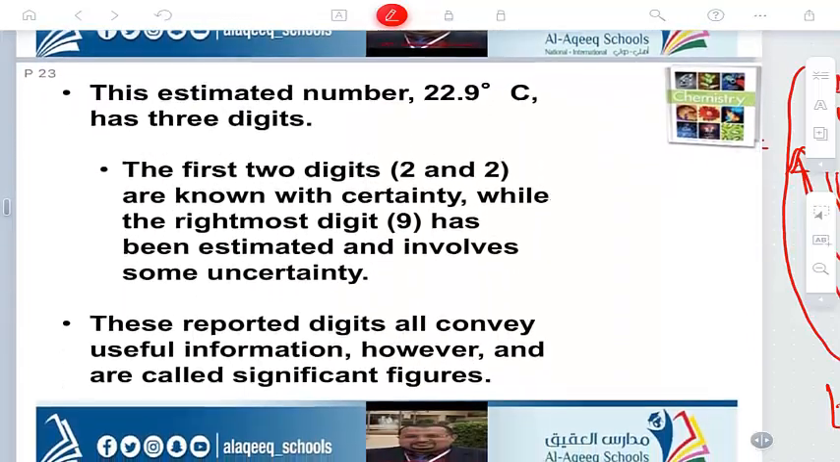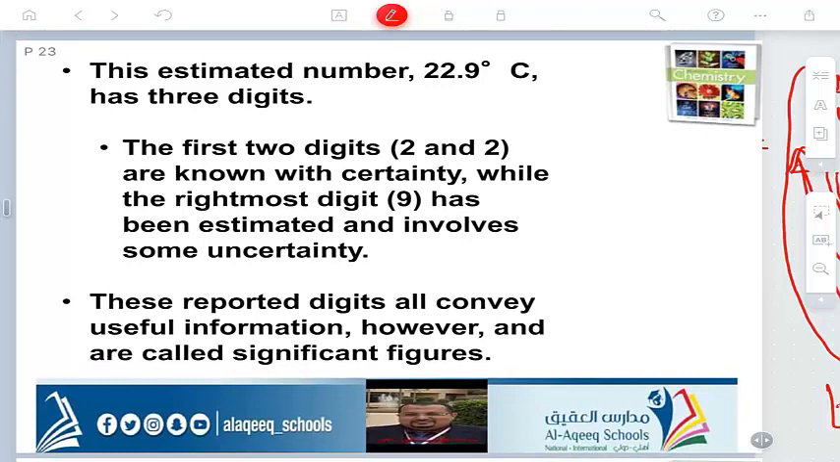To identify the significant figures, how can we say the significant figure at this moment? 22.9 degrees Celsius is estimated in 3 digits: 1, 2, 3. The first 2 digits, which are 22, are known as certain. We call it a certain value. While the rightmost digit, which is the number after the decimal, 9, has been estimated and involves uncertainty. It is not certain, and you are not sure about that.